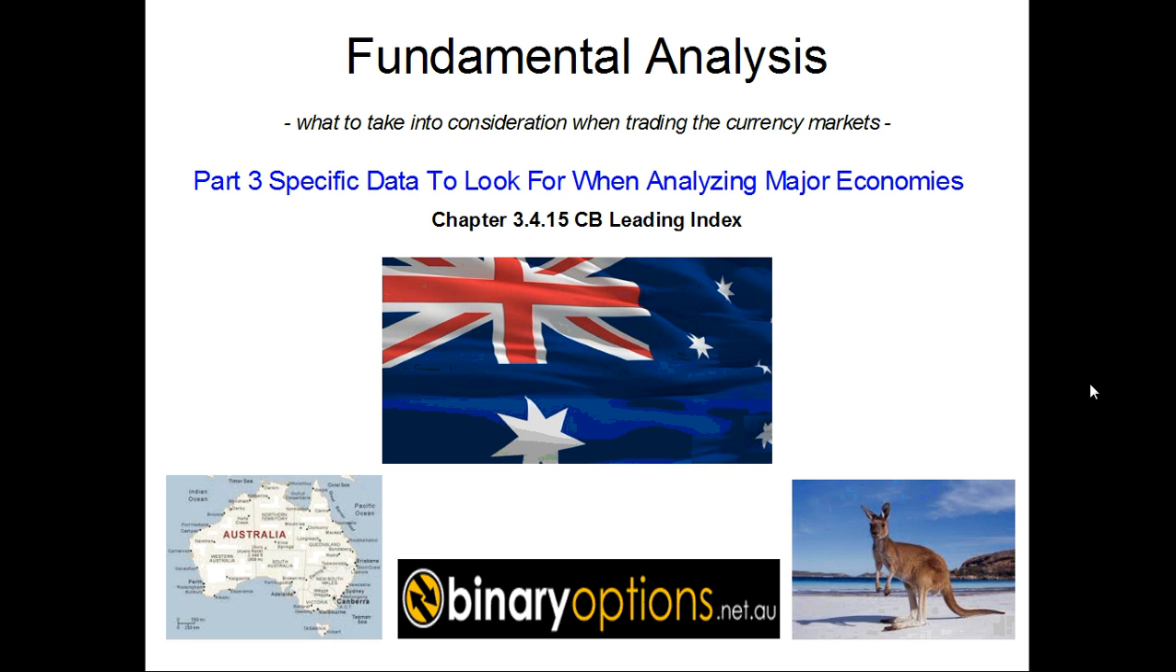Board, and the indicator shows the change in the level of a diffusion index based on 7 different indicators related to money supply, profits, building approvals, and so on. It is second-tier data, and low volatility levels are expected. The most important things to take into consideration when looking at the CB leading index in Australia are the following.